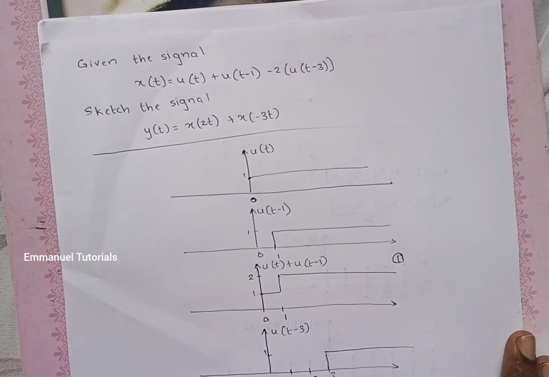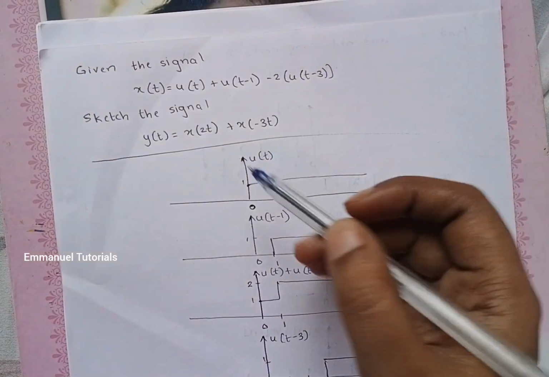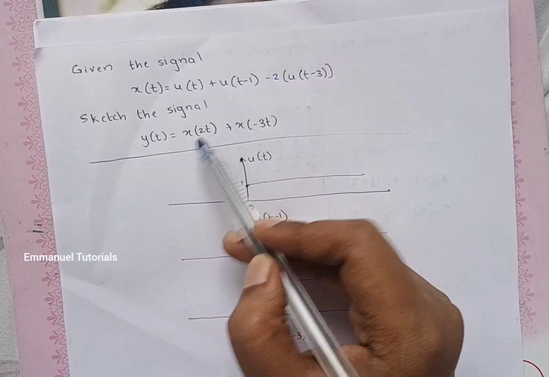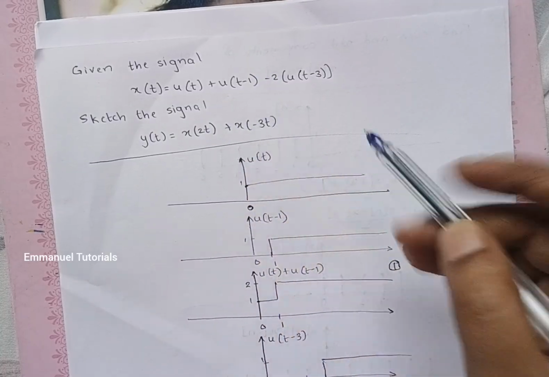This is a sketch of the signal example from a signal which is already given. So you have to first find out x of t and derive y of t using the x of t that you have found out.